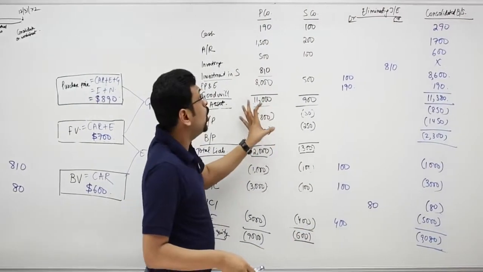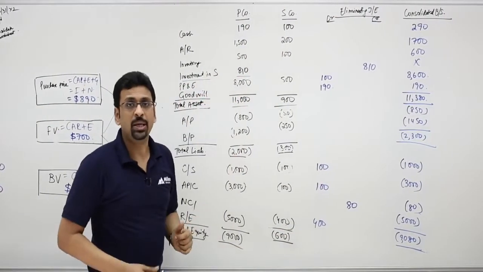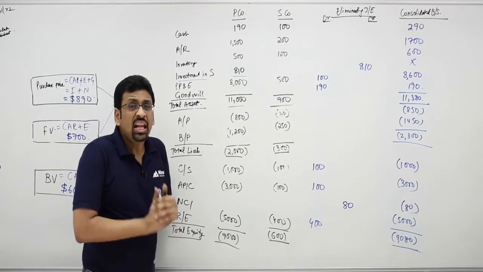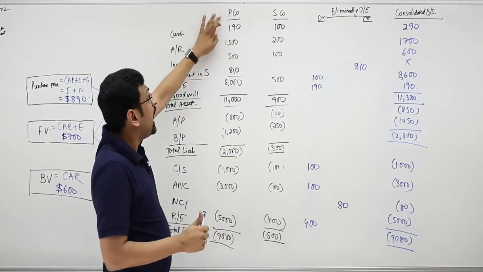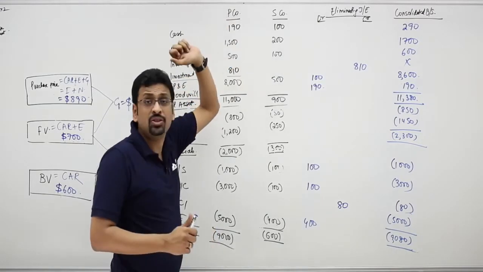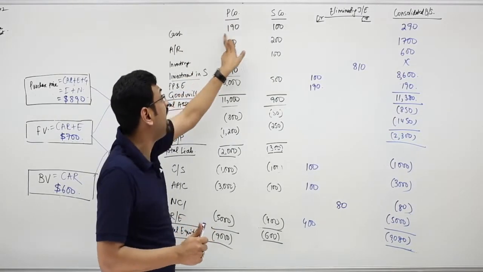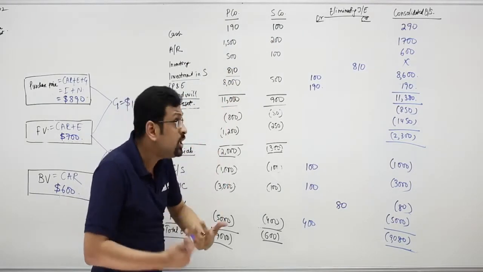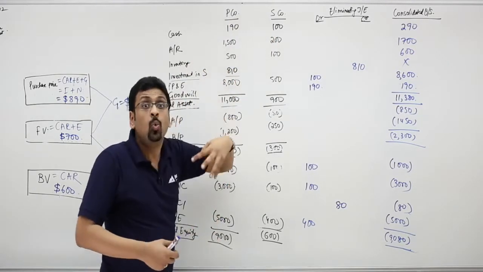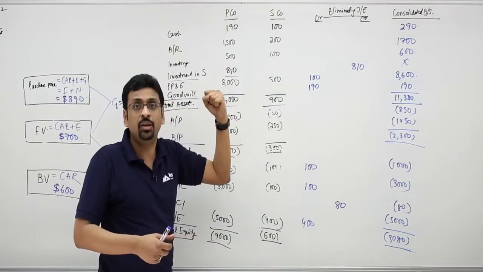The parent owned 90% of the subsidiary. So ideally you would have expected $190 of this cash, that's the parent's cash. And the parent has only 90% of the subsidiary cash, so it should have been 190 plus 90, 280. But no, we do 190 plus 100. We take 100% of the subsidiary.